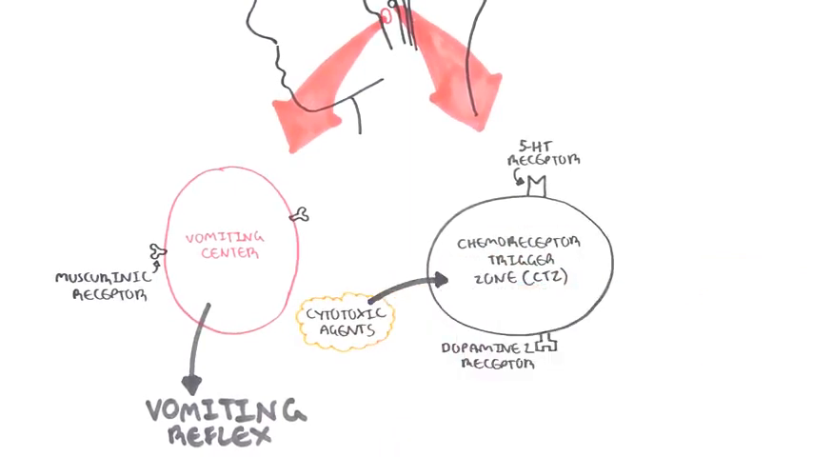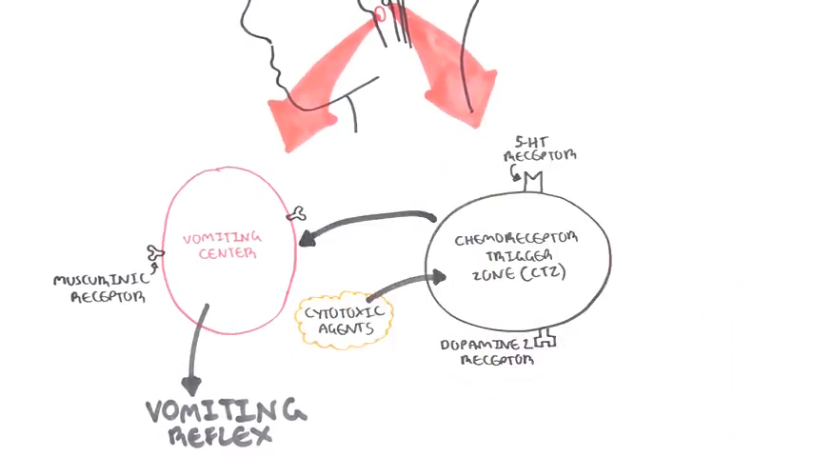So when the chemoreceptor trigger zone, the CTZ, is stimulated, it will then stimulate the muscarinic receptors of the vomiting center. And when the muscarinic receptors of the vomiting center are stimulated, this will cause the vomiting reflex, the emetic reflex.